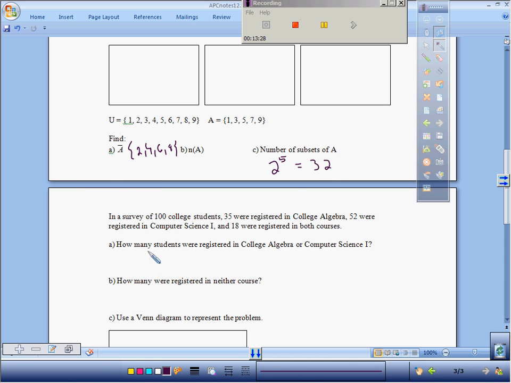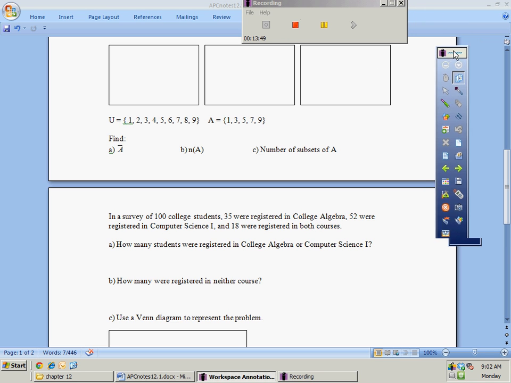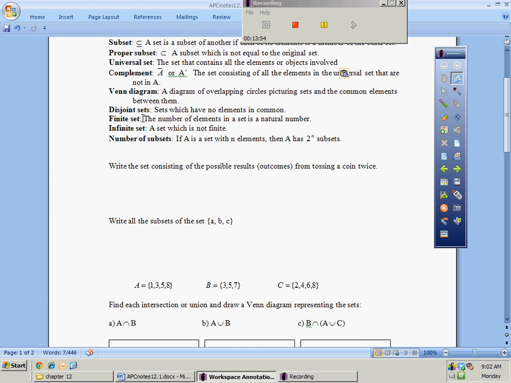Wait, why 2? Why is it 2? There's no 2, because if I go back to this, it's just the way it works out, this formula. The number of sets, if A is a set with n elements, then A has 2 to the n subsets. Okay? So just the way the math works, I guess.